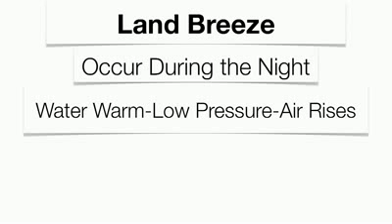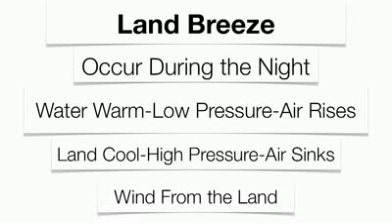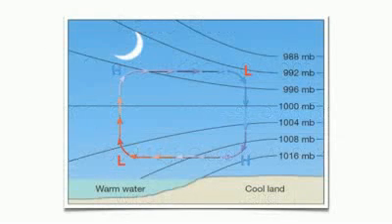So now the warm water, you're going to have the low pressure where the air is going to rise over the water, and the land is much cooler, so you're going to have higher pressure, that air is going to sink. Now what's going to happen is winds are named from the direction which they come from. The wind comes from the land to the water, and that's what we call a land breeze, so everything is exactly reversed.